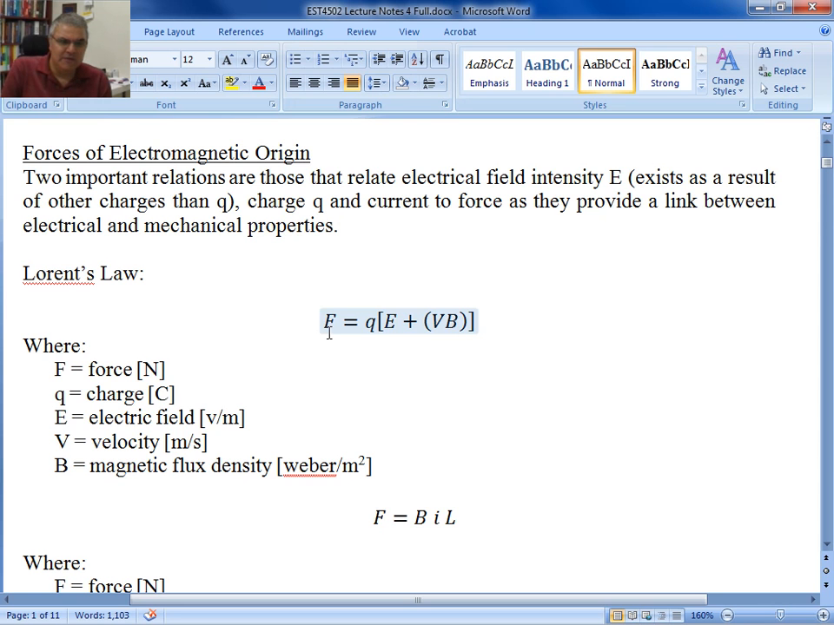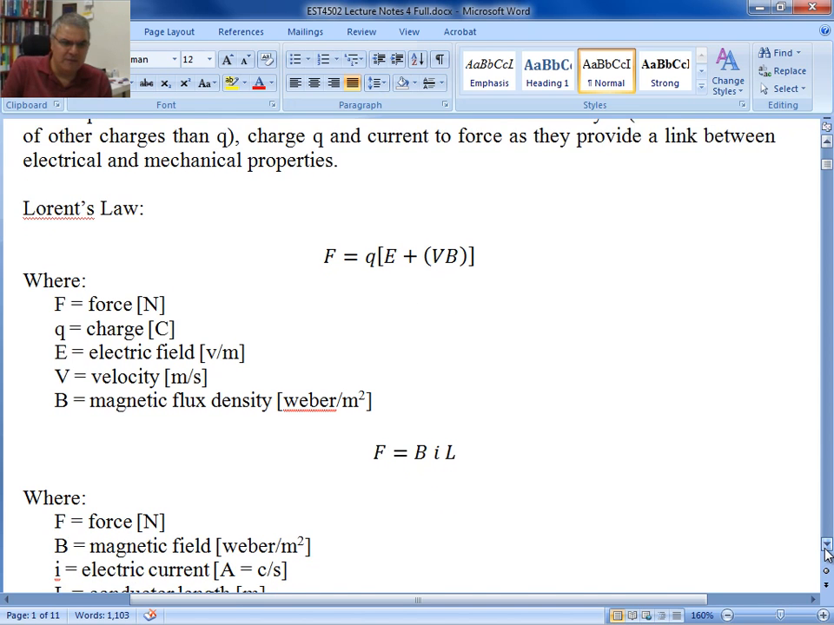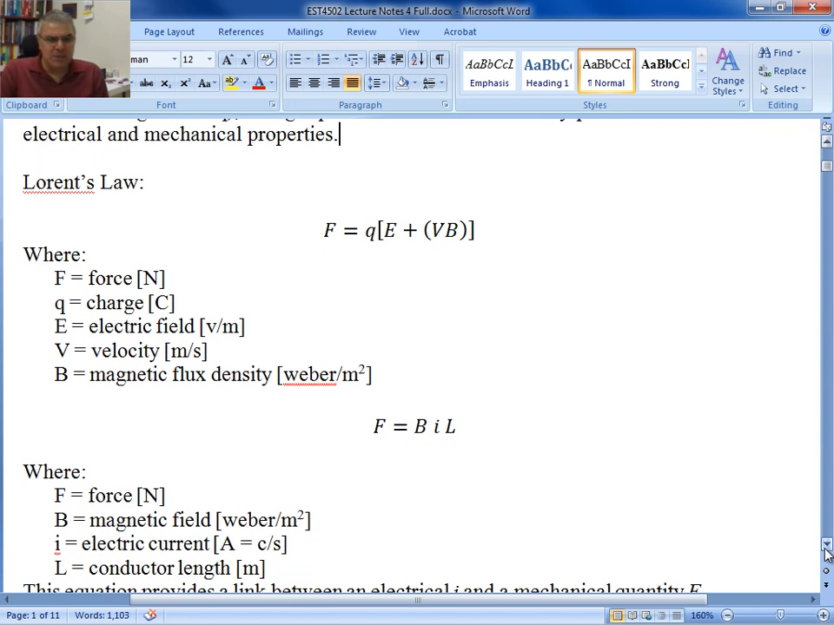So we want to make sure we include that in this equation, and then we would calculate the force as such. The other important equation that also relates the force to electric current is the second equation that's provided here. It's going to be highlighted right now. F is B multiplied by I multiplied by L, in which B is the magnetic field. Please note, it's the magnetic flux density, the same thing as B above. I is the electric current, and L is the conductor length.